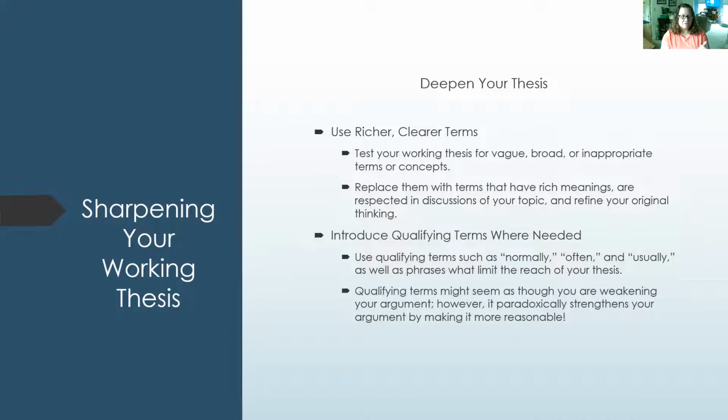You want to use rich, clear terms. You want to try to avoid any language that's too vague or too broad. You want to make sure that you're using terms that are tangible, not abstract, and clear. You also might want to introduce qualifying terms where needed and not make it seem so absolute.